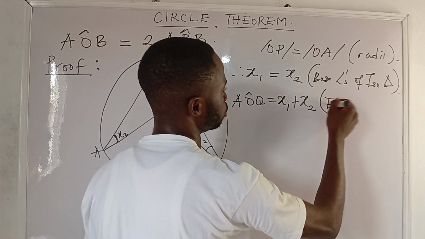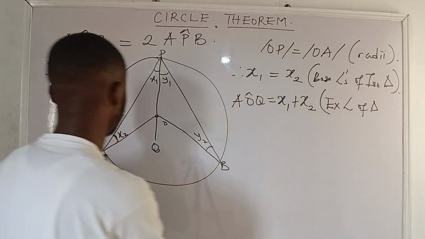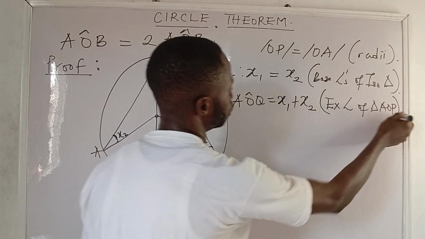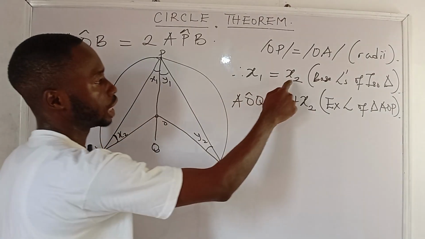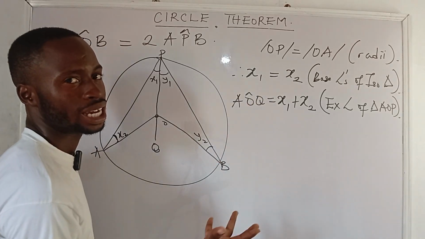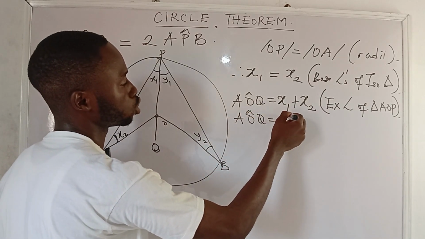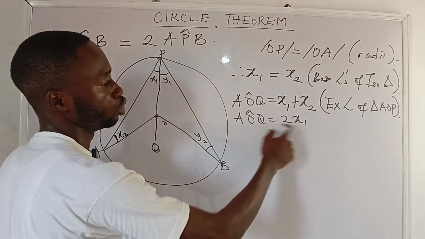Then we'd say that this is the exterior angle of triangle AOP, right? So this exterior angle, we've gotten it. But we know that x1 and x2 are the same thing. Then I could replace this x2 with x1 since they are both the same. So AOQ is equal to what? 2x1, because if I make this x1, then I have 2x1 for AOQ.